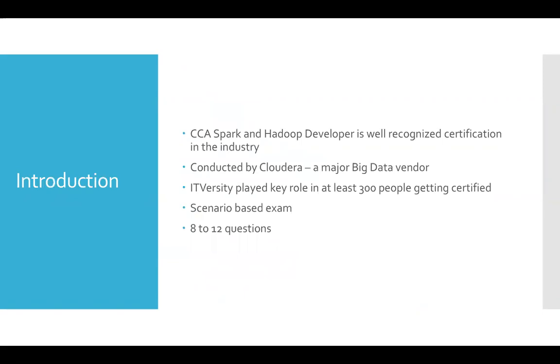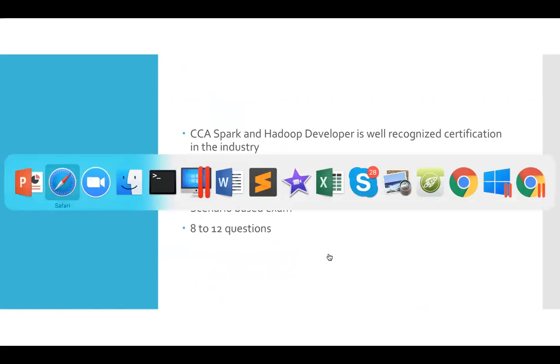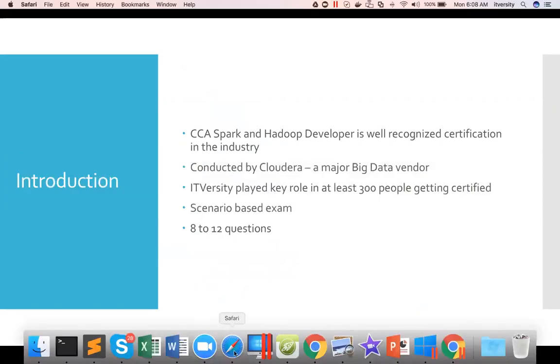CCS Spark and Hadoop Developer is a very well recognized certification in the industry. It is also called as CCA 175. It is conducted by Cloudera, a major big data vendor, and IT Varsity played key role in at least 300 people getting certified. You can actually check the feedback from different sources.